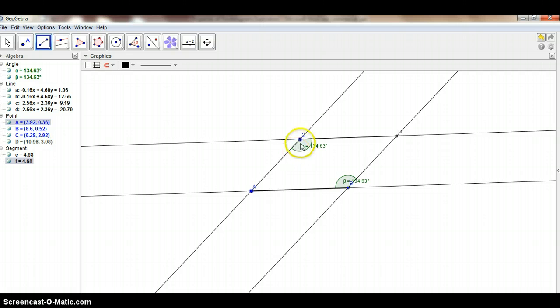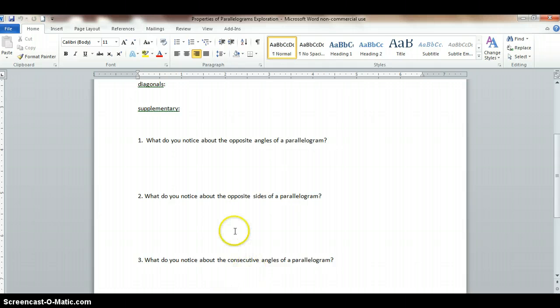So you could select AC and see the length of that segment, BD, and see the length of that segment. So notice E and F, those are opposite sides. G and H, those are opposite sides. So go ahead and answer question number 2. What do you notice about the opposite sides of a parallelogram?